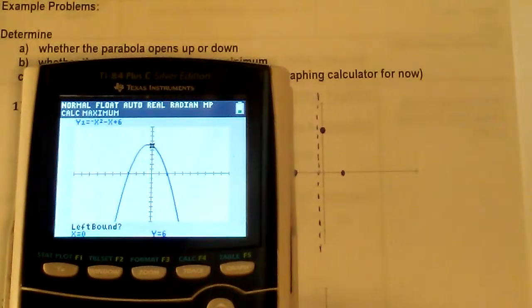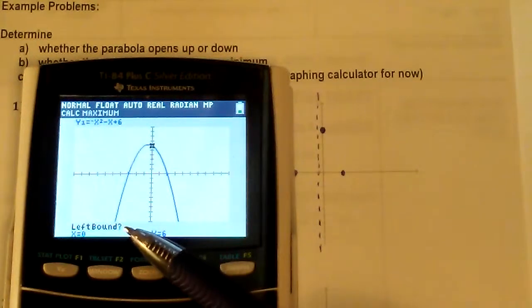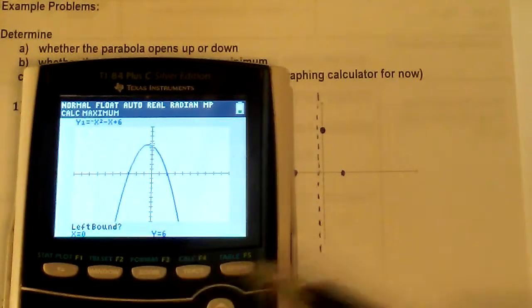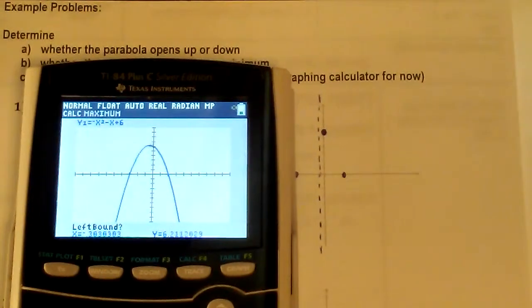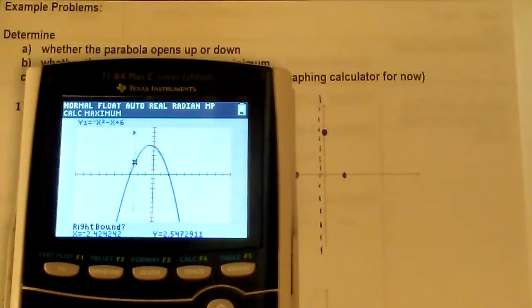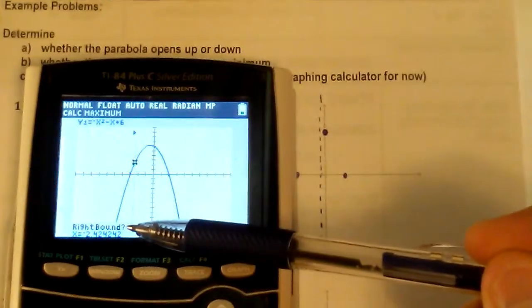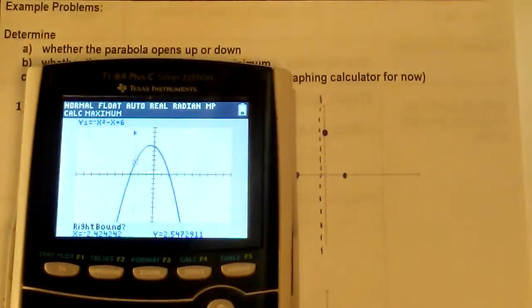All right. So if you look down at the bottom of the screen right here, it's saying left bound with a question mark. So it's asking you to choose a value on the curve that is to the left of the vertex. So this is very clearly to the left. So I'm going to hit enter here, and then it's going to switch my question. And now it's asking right down here, what is the right bound?